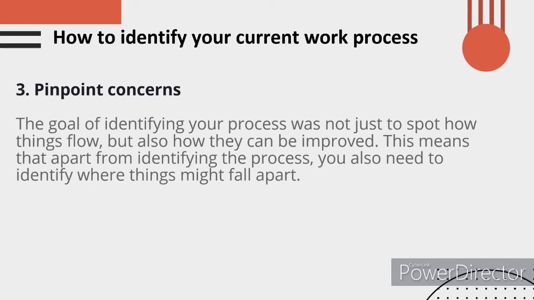The goal of identifying your process is not just to spot how things flow, but also how they can be improved. This means that apart from identifying the process, you also need to identify where things might fall apart. By using these two steps above, it will become much easier to identify things that are being missed or if there are areas that aren't going according to plan. So documenting and knowing where they exist will help you to sidestep trouble spots and to address employee concerns that are critical in implementing the new process.